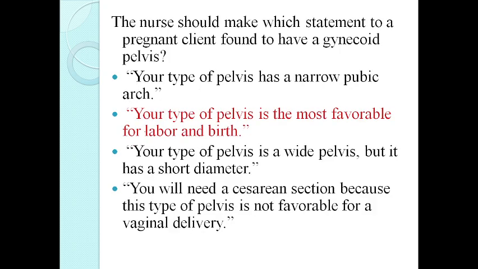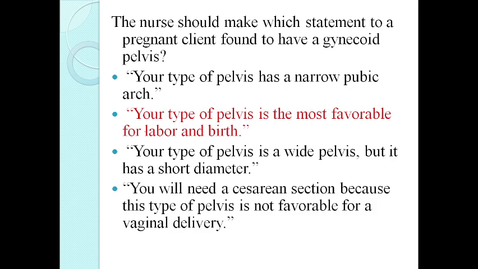The next question is, the nurse should make which statement to a pregnant client found to have a gynecoid pelvis? There are 4 types of pelvis, so before that, we should see the options. The first option is, your type of pelvis has a narrow pubic arch. The second, your type of pelvis is the most favorable for labor and childbirth. The fourth one is, your type of pelvis is a wide pelvis but has a shorter diameter. You will need a cesarean section because this type of pelvis is not favorable for a vaginal delivery. The answer is gynecoid pelvis. It is the most favorable for labor and birth.